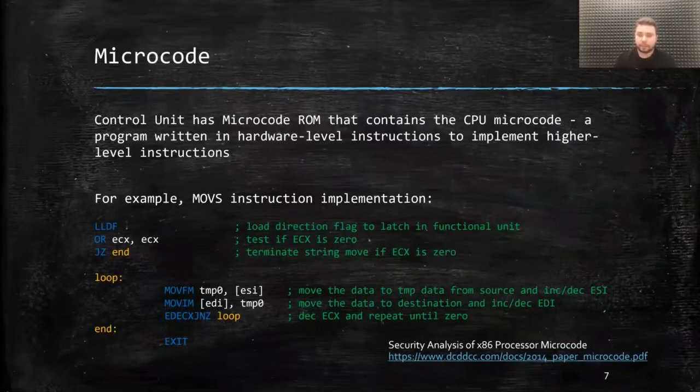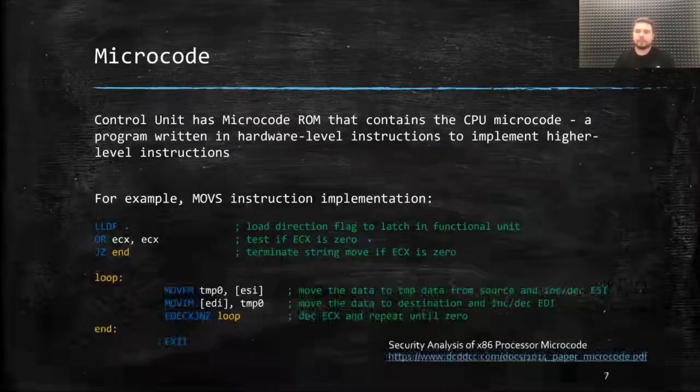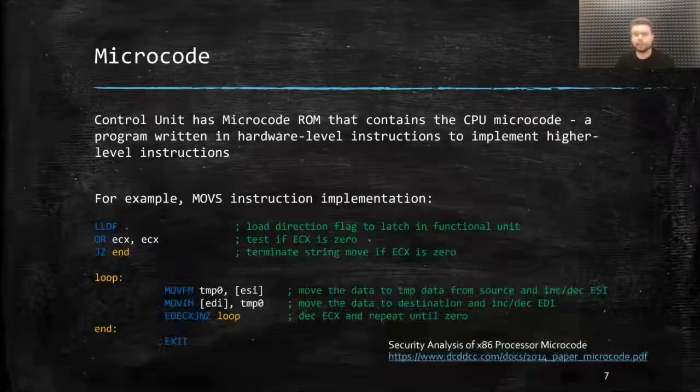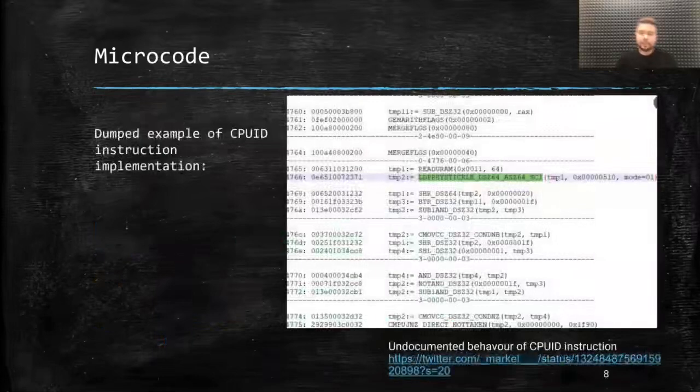So what is the microcode? Public sources tell us this is a program written in hardware-level instructions to implement higher-level instructions. You can see an x86 MOVS instruction implementation here, for example. Despite the fact the previous example was taken from a science article, this one was taken from a real system, from a real dump, by one of the authors of the Microcode Red Pill project, who used it to dump the microcode from the Apollo Lake platform.